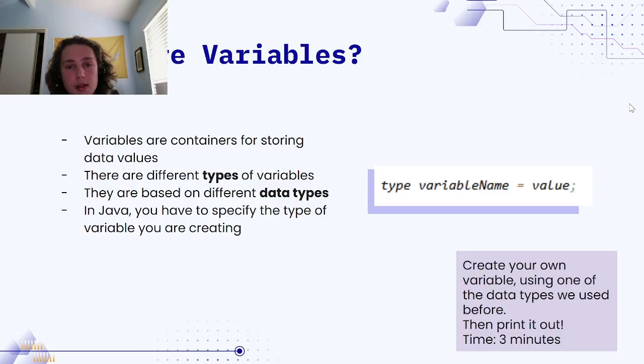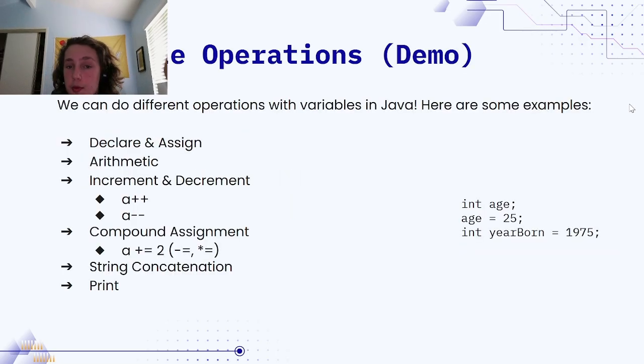So let's move on to variable operations, which are slightly more complicated, but shouldn't be too hard to get either. So what we've already done is declaring and assigning a variable, which just means setting its value, basically.